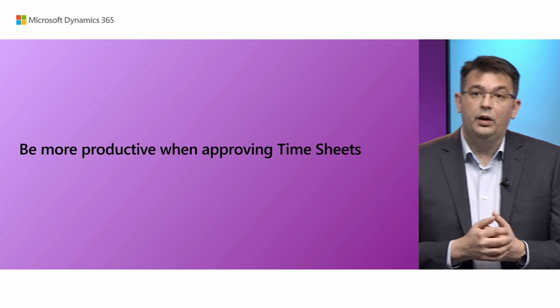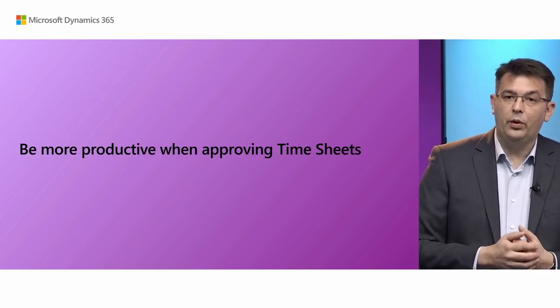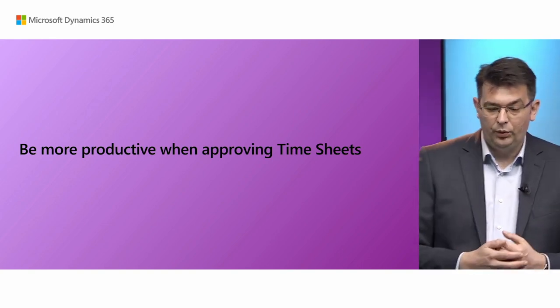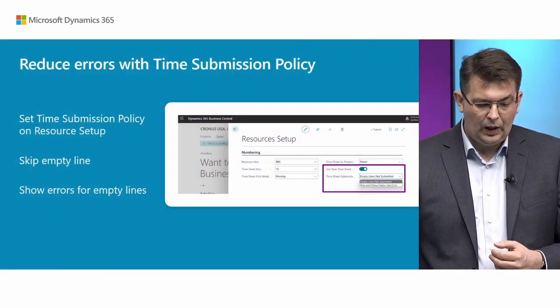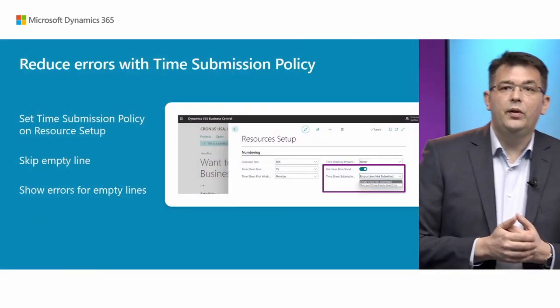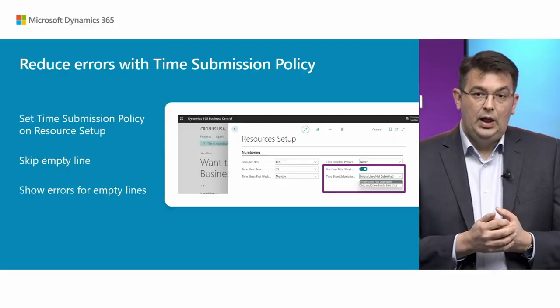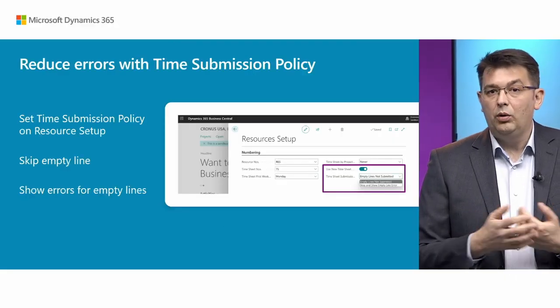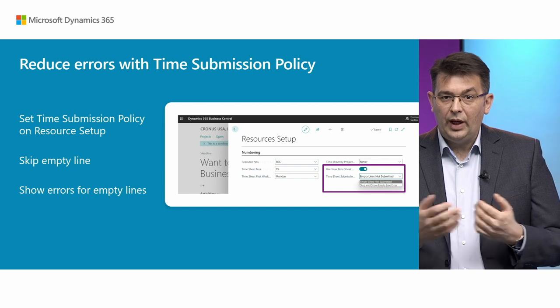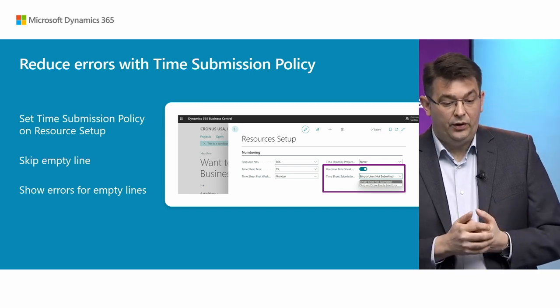The next section of this session is more focused on the manager and on approving timesheets. One of the things that we've noticed while looking at our telemetry is that there are a lot of errors produced by the empty lines in the timesheets. For that purpose, we've decided to introduce a time submission policy. In some cases, it is perfectly okay to have an empty line. In some cases, it's not.